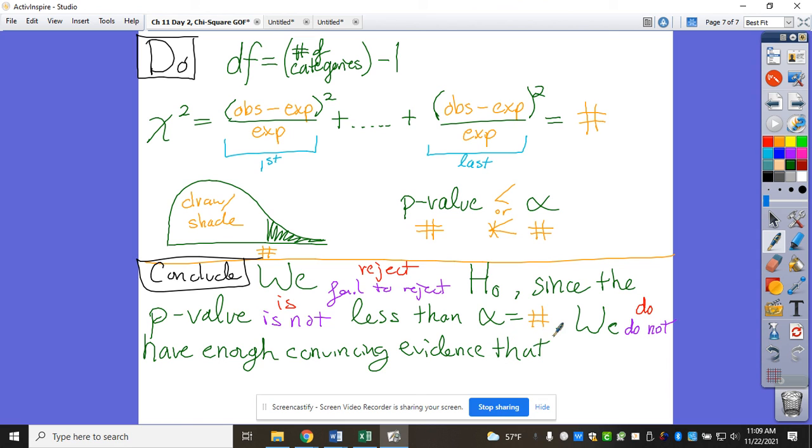And you could write HA there, but it's always going to be at least one of the pi's incorrect.